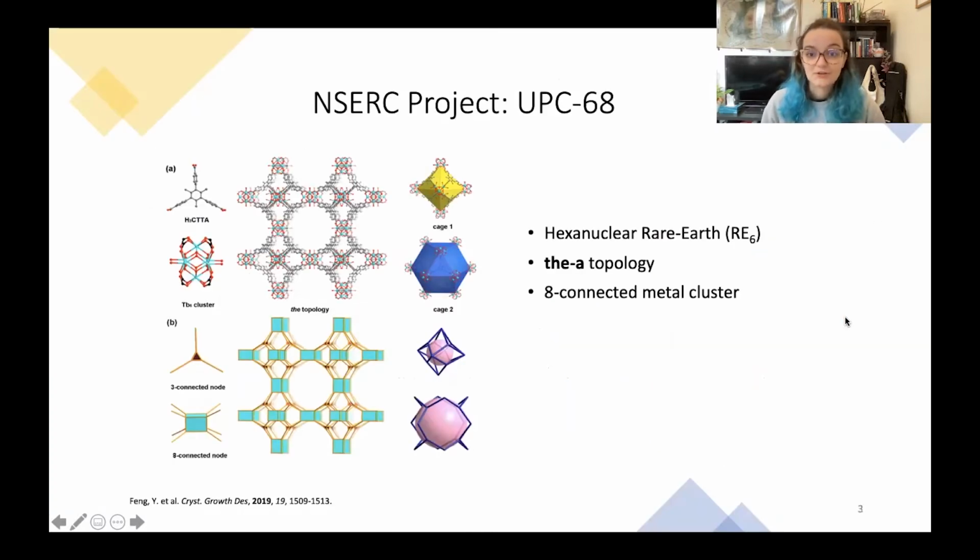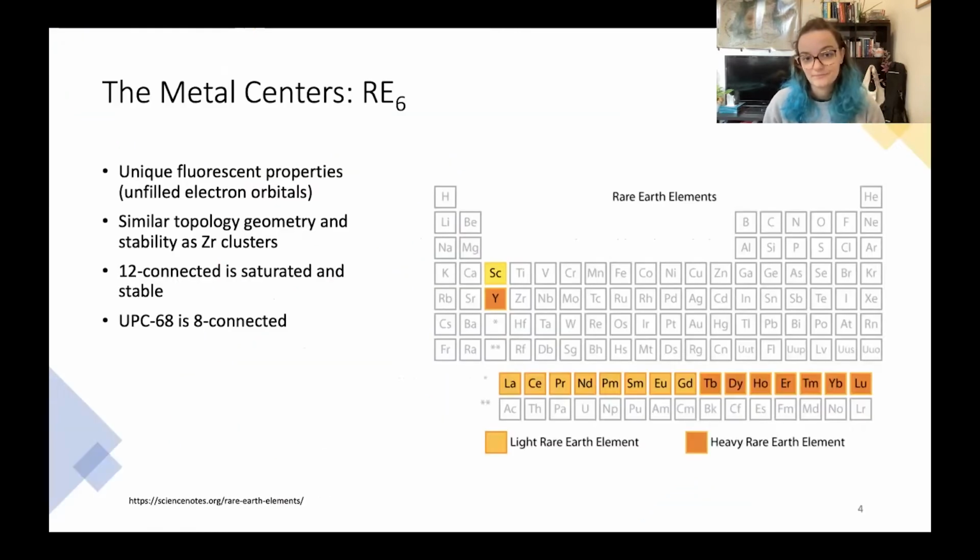My project was on UPC-68, which is a very specific MOF. The MOF in particular has a hexanuclear rare earth center, which means that these centers are made up of 6 rare earth metals. It has a THEA topology, which is shown in the lower section of the image over here, and is 8 connected. So that means that the metal clusters are connected at 8 different points to the linkers.